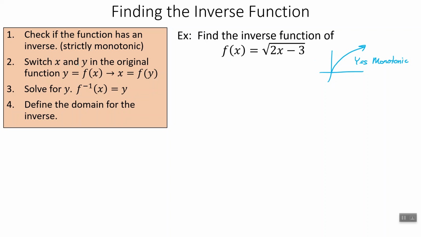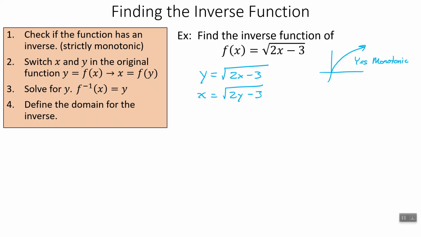So now the actual mechanism for finding it. We take this and we write it with y instead of f. So we'd say y equals the square root of 2x minus 3. And then we switch x and y. So we'd say x equals the square root of 2y minus 3. And then we're going to solve for y. Now, the reason this trick works is because this, in effect, undoes everything that gets done in the original function.